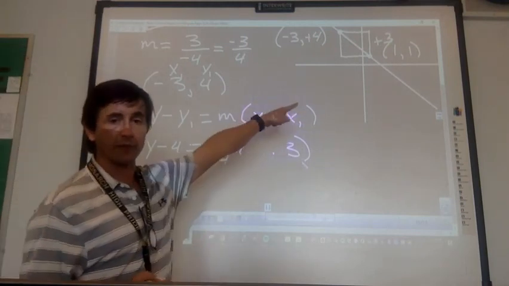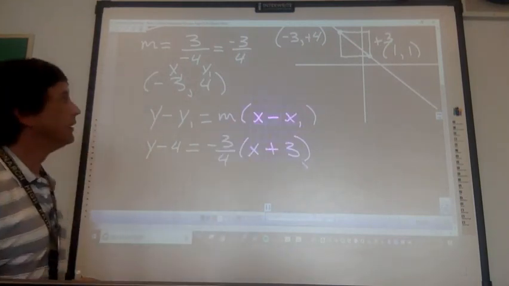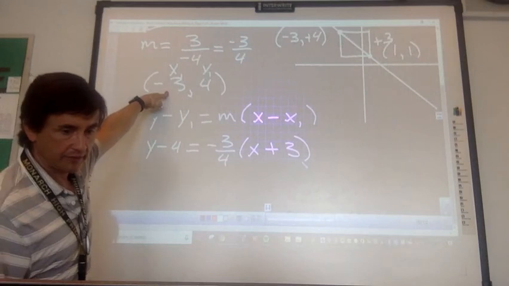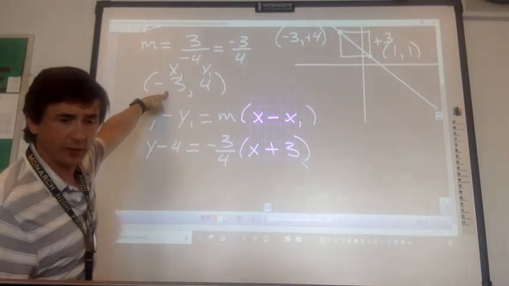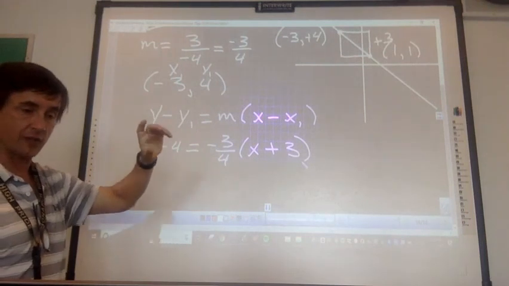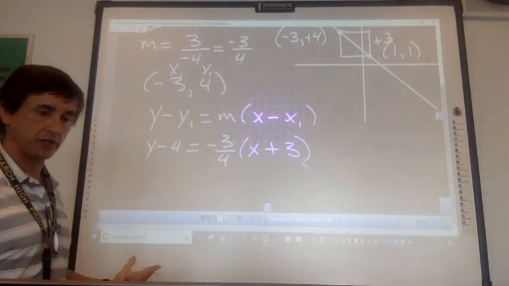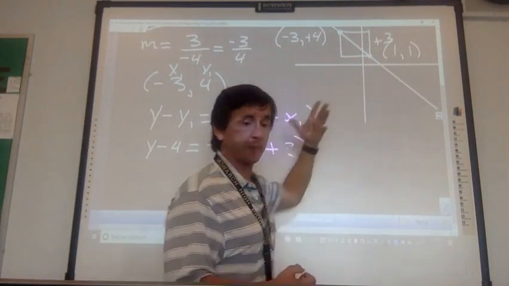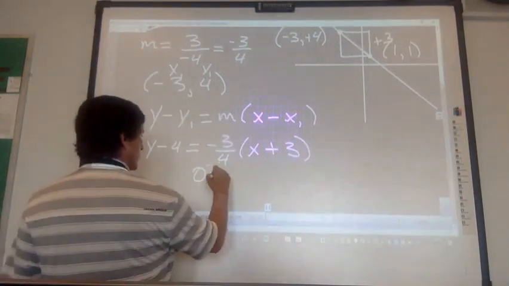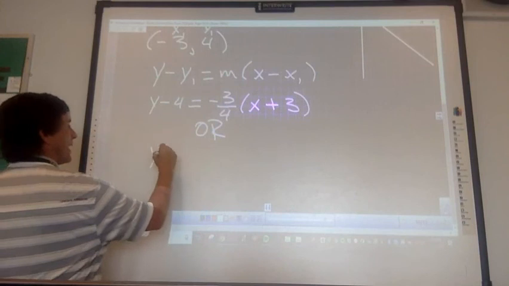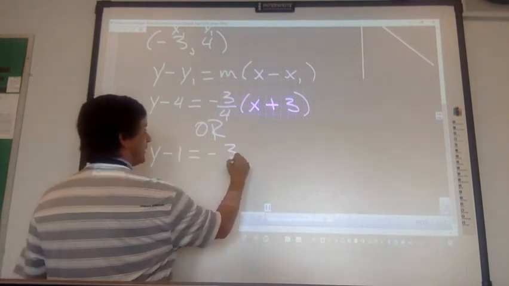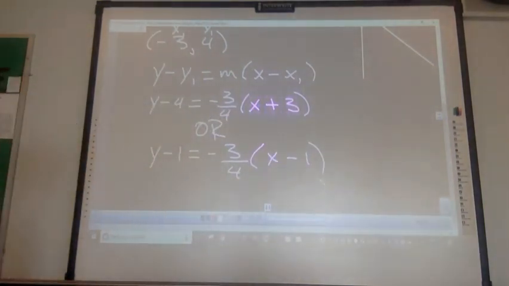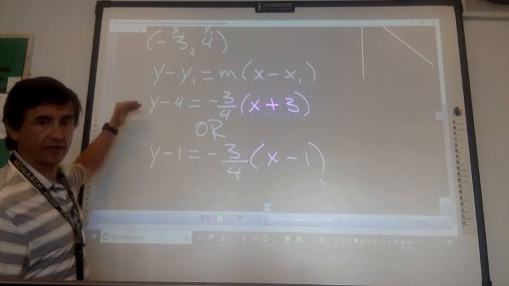Okay, so when you have a problem from a graph, like we did up here, make sure that you count out the slope, identify your ordered pair that you're going to use, and if you're doing it on the quiz, I would look at the quiz answers because it'll kind of tell you which ordered pair you should use. But I could have also chosen 1, 1, so I'm going to write that equation as well, just so you can see them both. So we'd have y minus 1 equals negative 3 over 4 times x minus 1. Okay? So you just need to be ready to see either one of these on your quiz.